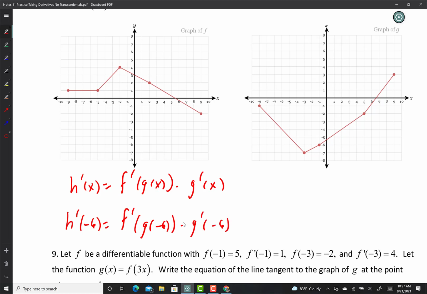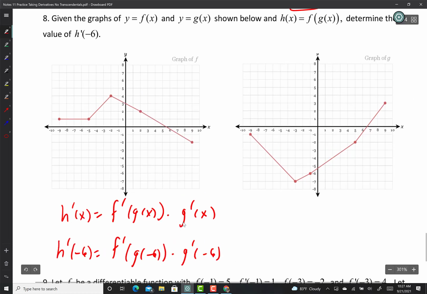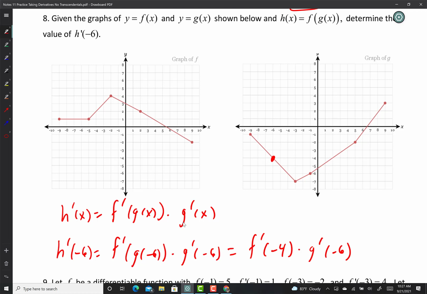We look up g of negative 6. We go to the graph that says g. So g of negative 6, it looks like it is negative 4. So I'm going to write f prime of negative 4 times g prime of negative 6. Now we're ready to evaluate. So f prime of negative 4. Go to your f graph, go to negative 4, and find that slope. It looks like it's 1.